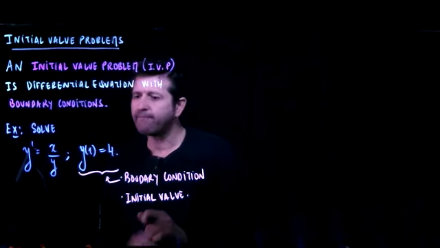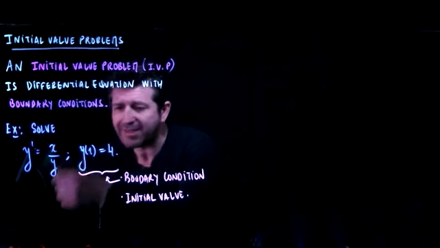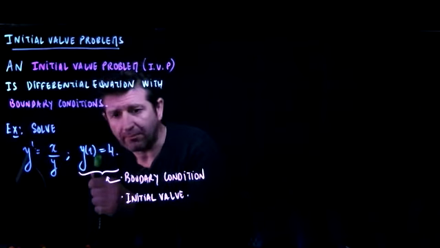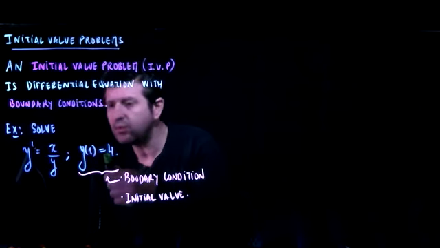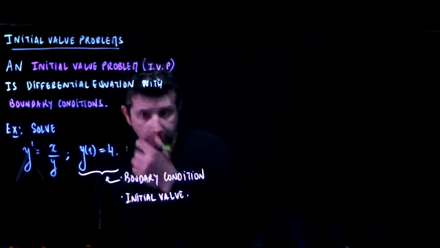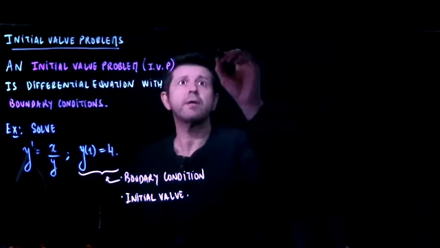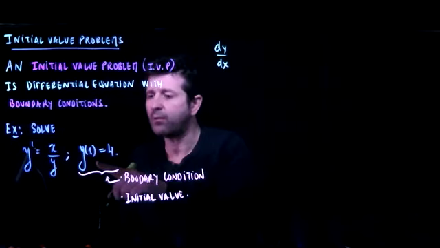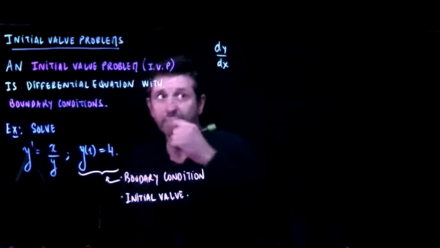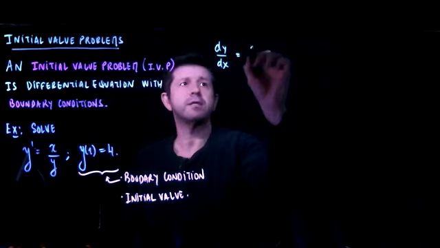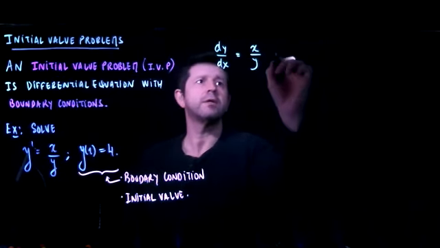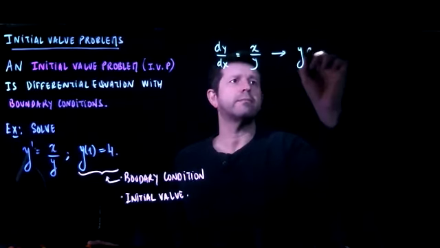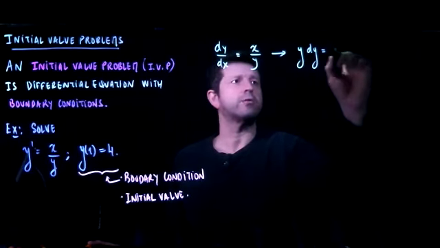So basically, what we're going to do is solve it the exact same way we did so far. But we're going to use our boundary condition, or our initial value, to find what the constant is. Okay, so let's solve it. Is it y of 1 equal 4? Yeah, y of 1 equals 4. So dy/dx is x over y. This means that y dy is equal to x dx.